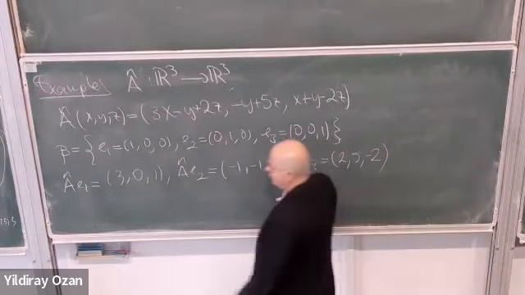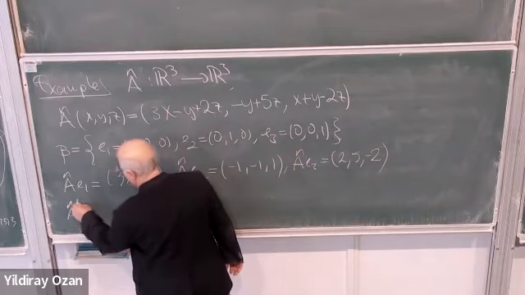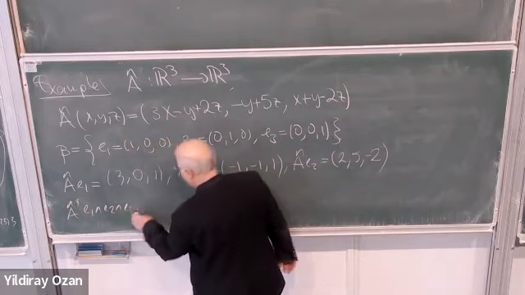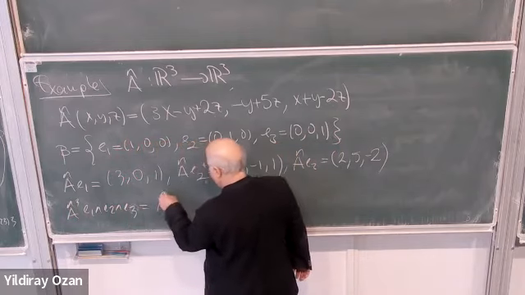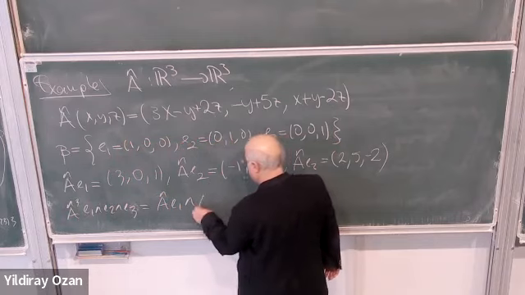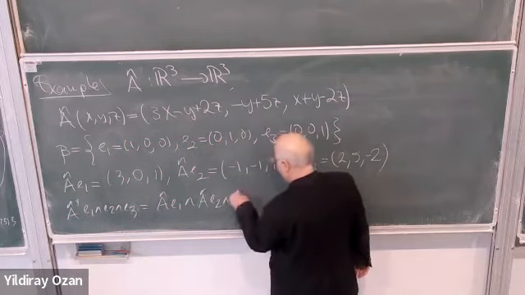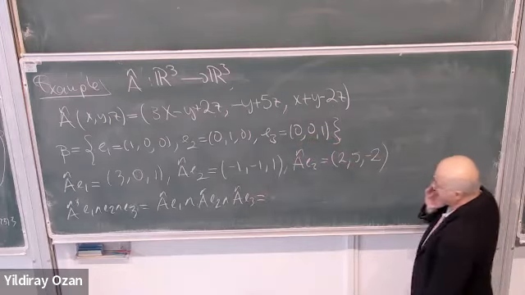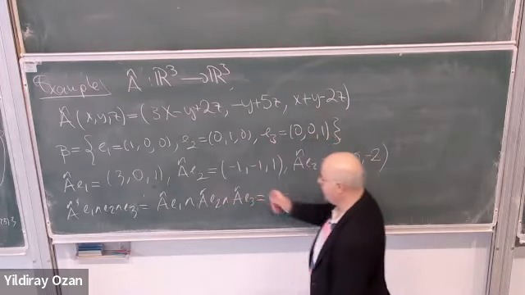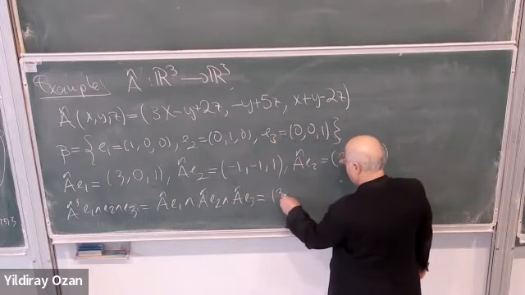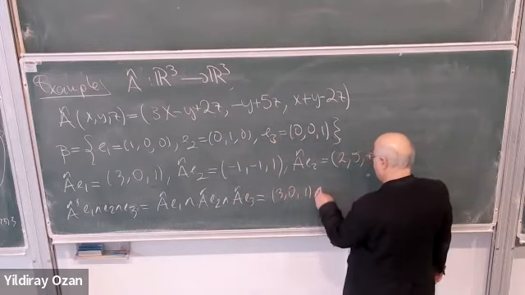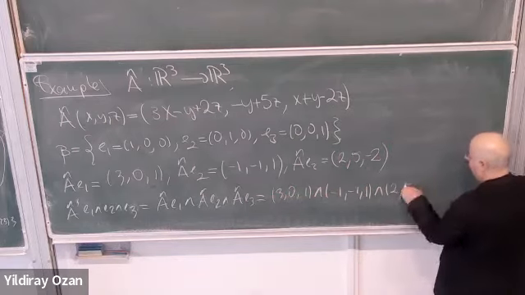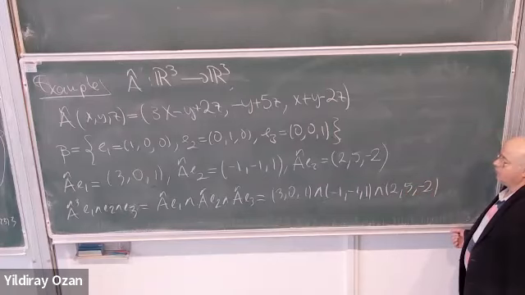So what is A hat cube of e1, e2, e3 then? It is just A hat e1 wedge A hat e2 wedge A hat e3. So it is the wedge of these three vectors. Okay, so (3, 0, 1) wedge (minus 1, minus 1, 1) wedge (2, 5, minus 2).